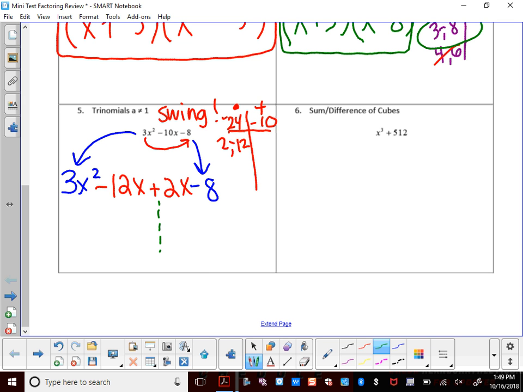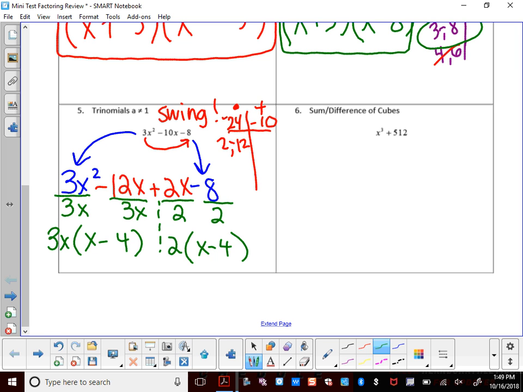It's up to you. All right, on my left side, I have 3x squared and 12x. 3x, okay? I pull 3x down, and I have x minus 4 left. On the right side, my GCF between 2x and 8 is 2. And then I have x minus 4. Sonia, do I have matching parentheses? Yes. So I know I'm doing it right so far. X minus 4, 3x plus 2.